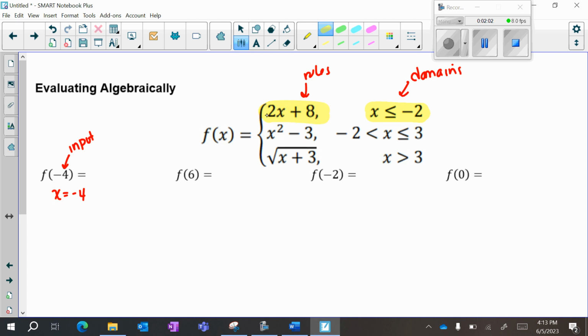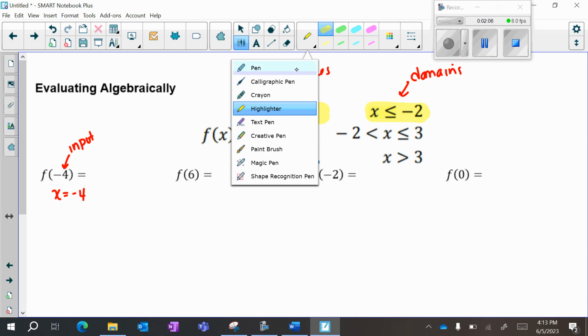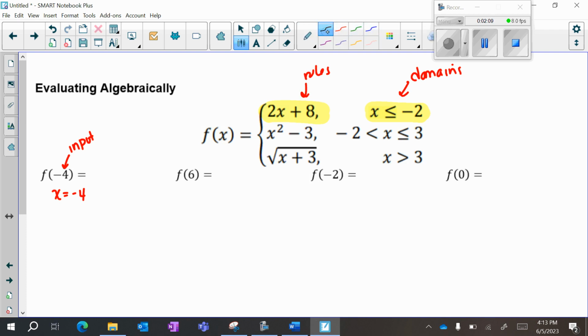So this is the rule that I'm going to use. So 2x plus 8 is what I'm going to substitute into. 2 times -4 plus 8, -8 plus 8. So f of -4 is 0. Let's go to the next one.